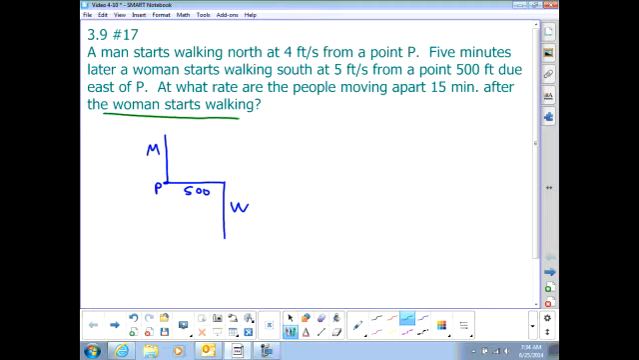Okay, so keep in mind it's 15 minutes after the woman starts walking, meaning that it will be 20 minutes after the man starts walking, because the woman started 5 minutes afterwards. So what we're really looking to find is the rate of this distance here, the distance between the man and the woman's position, how that rate is changing. What we'll do is we'll turn that into a right triangle. And I'll just redraw that over here.